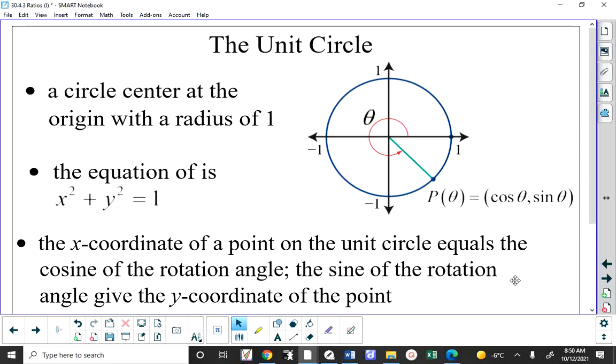You bet. What it culminated in is the realization that on the unit circle, if you take the cosine of the rotation angle, that will be the x coordinate. And if you take the sine of the rotation angle, that will be the y coordinate.